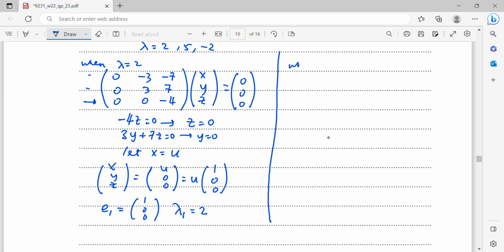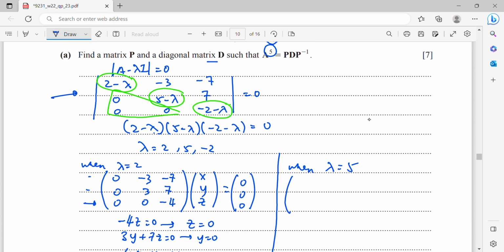Okay, so now I'll show side by side. When lambda equals to 5, start with 5 first. Here is 5. Now, when you recalculate 2 minus 5, I'll get minus 3. Then 0, 0. After that, minus 3, my lambda is 5, so 0, 0. Then when you substitute into the third column, minus 7, 7, minus 2 minus 5, minus 7.